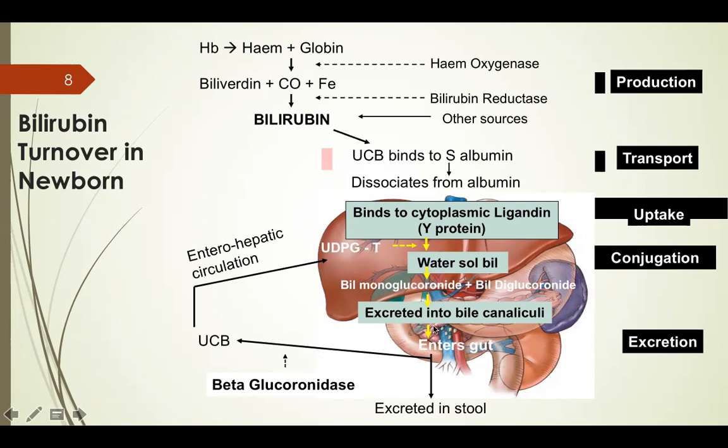So this one is then reabsorbed to the intrahepatic circulation by beta glucuronidase. Okay, so I will ask this question on Sunday. If you didn't, I want you to draw and answer my question. Okay, so this one is bilirubin turnover.